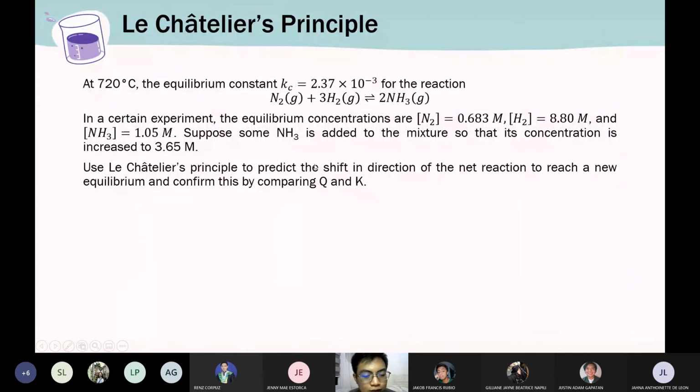Okay? So yan, basically, tignan natin, sabi dito, you will need to confirm the direction of the reaction, and then upon adding ammonia, what will happen? So first, you have to solve for the Q. And then, kung saan yung reaction direction, sabihin nyo. And then, if you added ammonia, pag nagdagdag ka nito, what will happen? So, increasing ammonia will push the reaction to the left. So, changes in concentration yan.